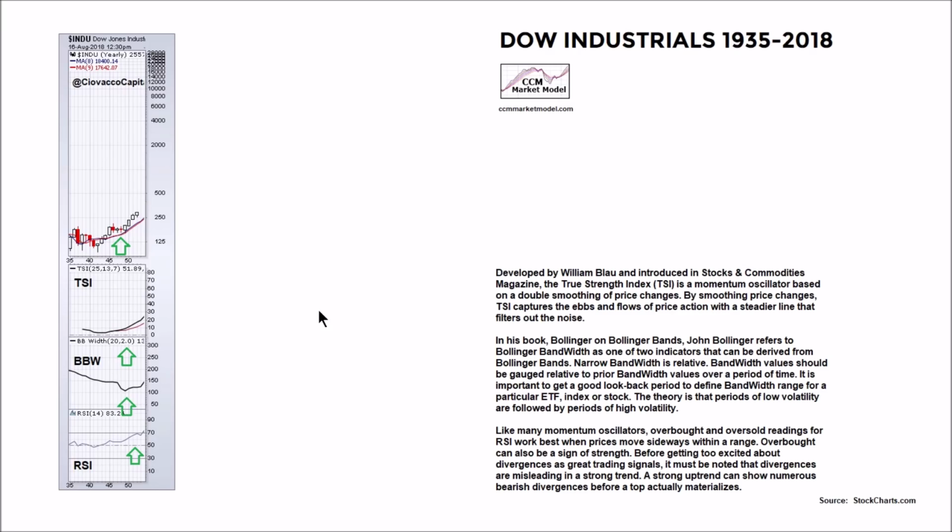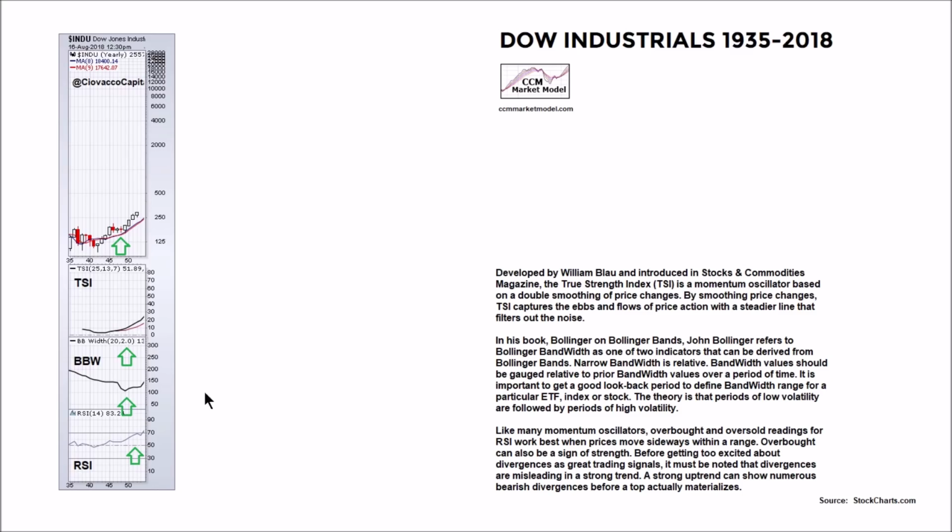This looks noisy and confusing. We'll walk through it step by step. Keep your eye on my cursor. And all we'll be doing here is basic pattern recognition. In this case, we've got indicators, the True Strength Index, Bollinger Bandwidth, and RSI. If you want to learn more about the indicators, you can Google stockcharts.com, followed by the name of the indicator, and you can find a wealth of information, including the text here that appears on your screen.